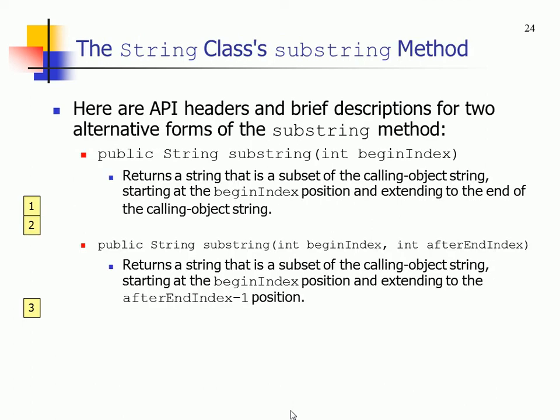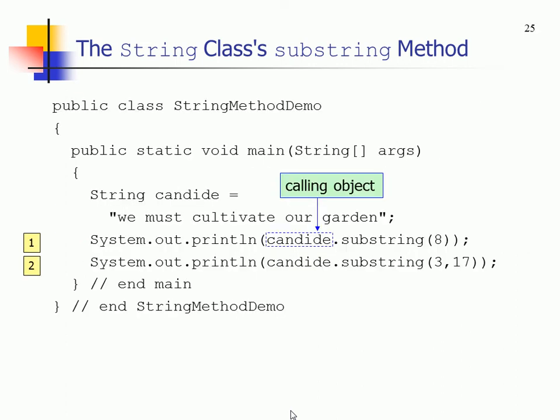It says beginning index and extending to the after end index position, not number of characters. All right, there's an example. Well, we kind of just did that. Let's see what this does. It says System.out.println candid.substring(8). So if this is entered, what would we see on the screen? If this first line, substring 8, what would we see on the screen?